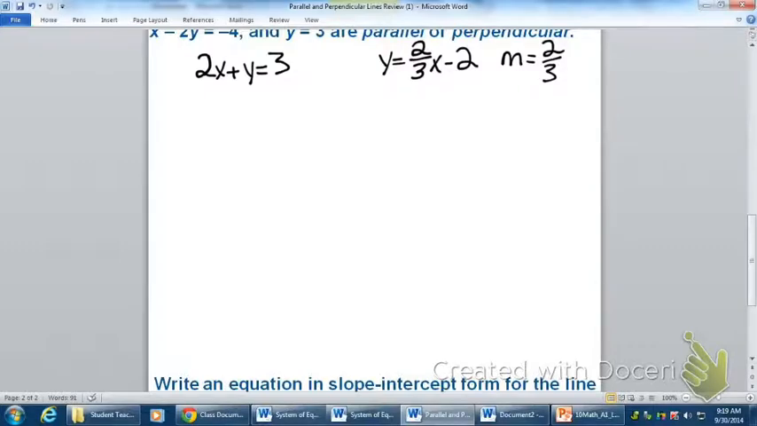Now, for our first equation, is that in slope-intercept form? No. So we don't know. We can't look at that and say, okay, the slope is 2 or the slope is 3. We can't do that. What form is it in right now? Standard form. X and Y on the same side, that gives you standard form.